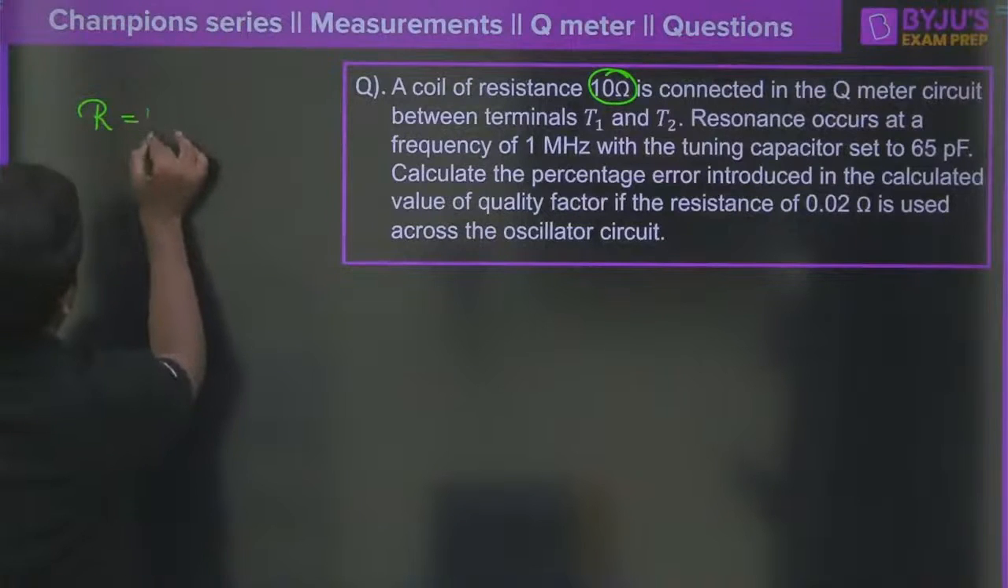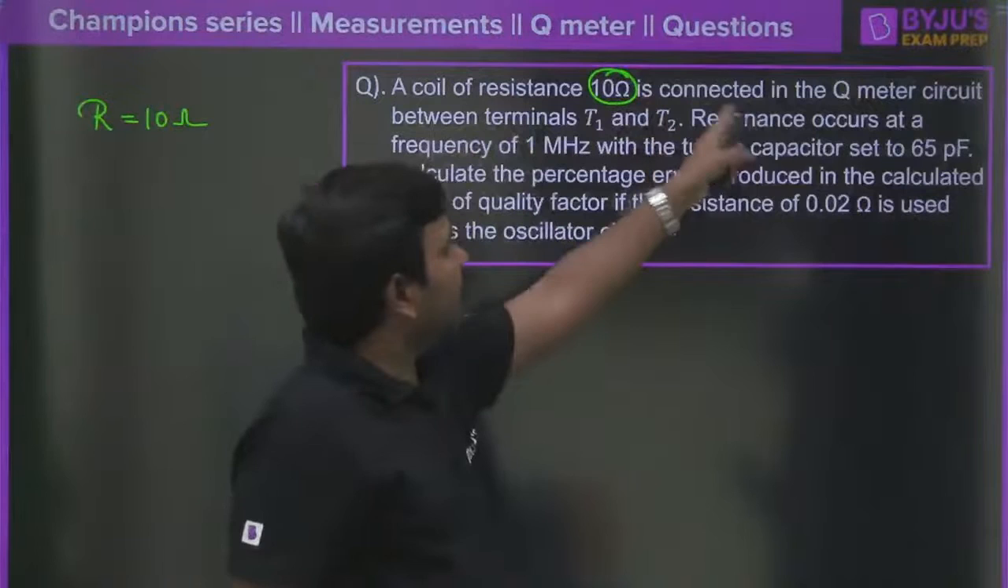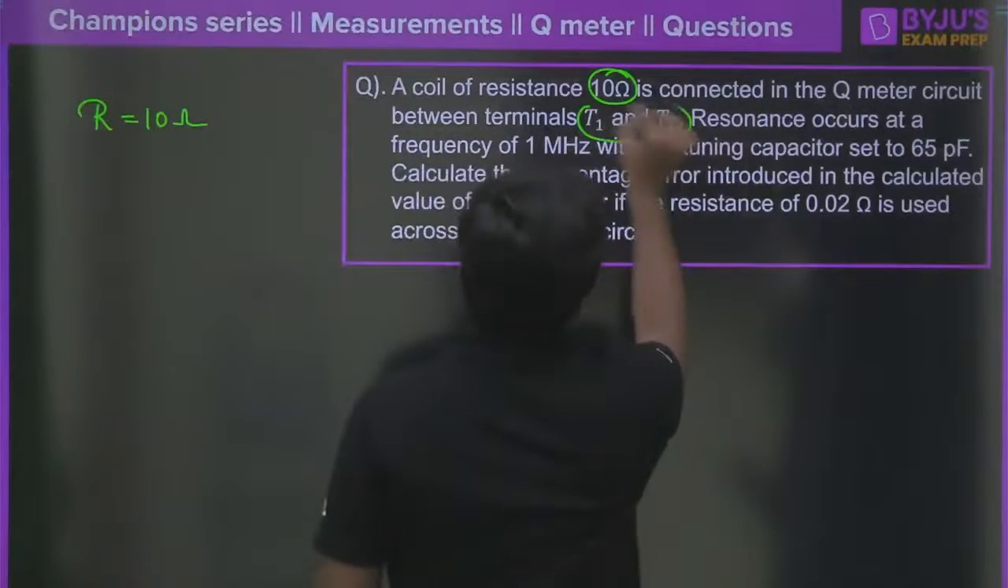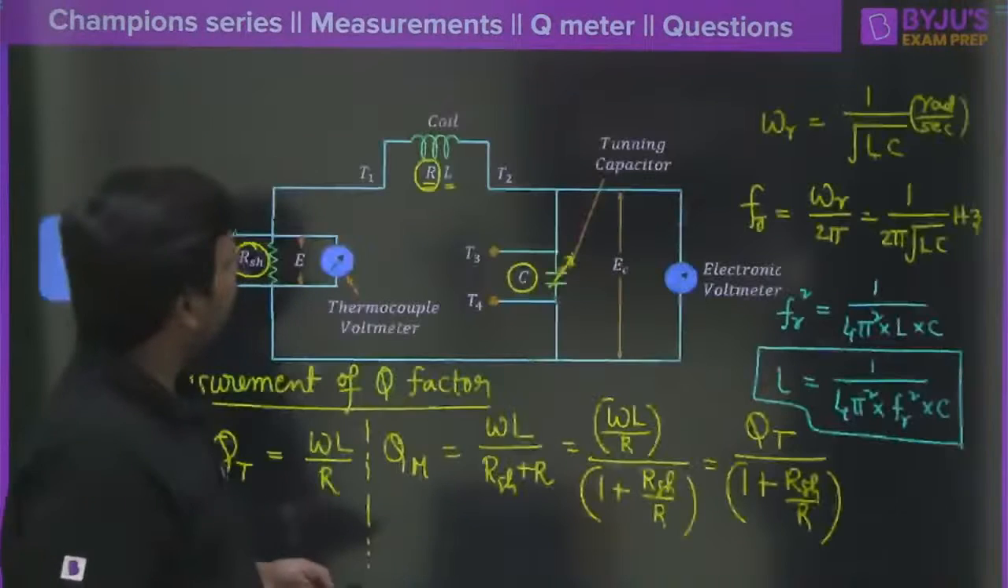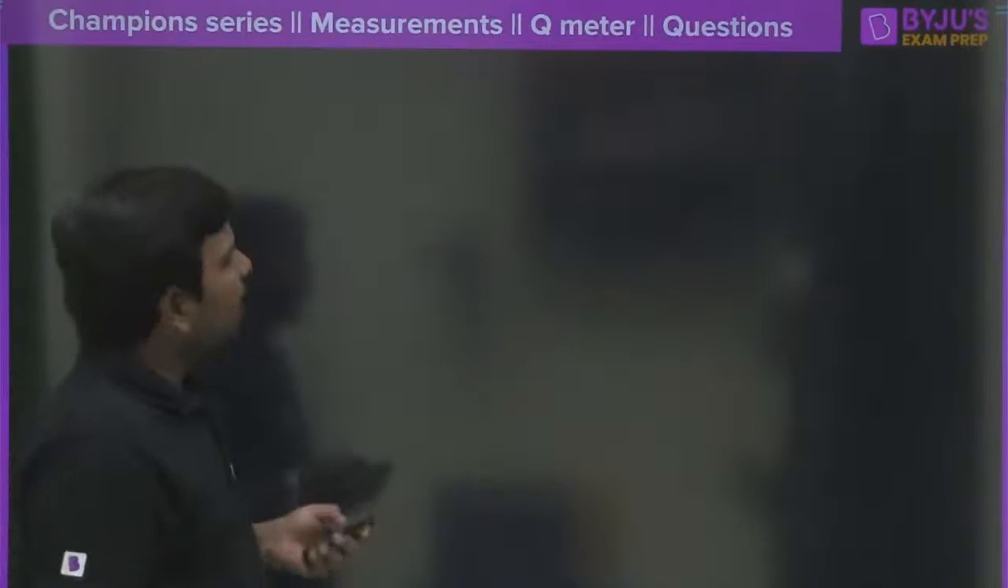So let me write down R value is equal to 10 ohm, because the coil resistance is 10 ohm. It is connected in the Q meter circuit between the terminals T1 and T2. This is very important. That means go ahead with the circuit. This is T1 and T2 and the coil is connected here. So that means it will also have some inductance.